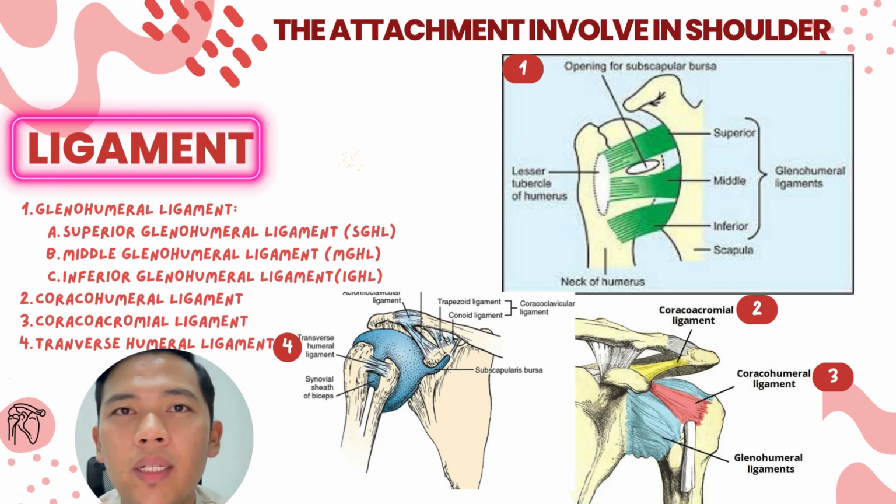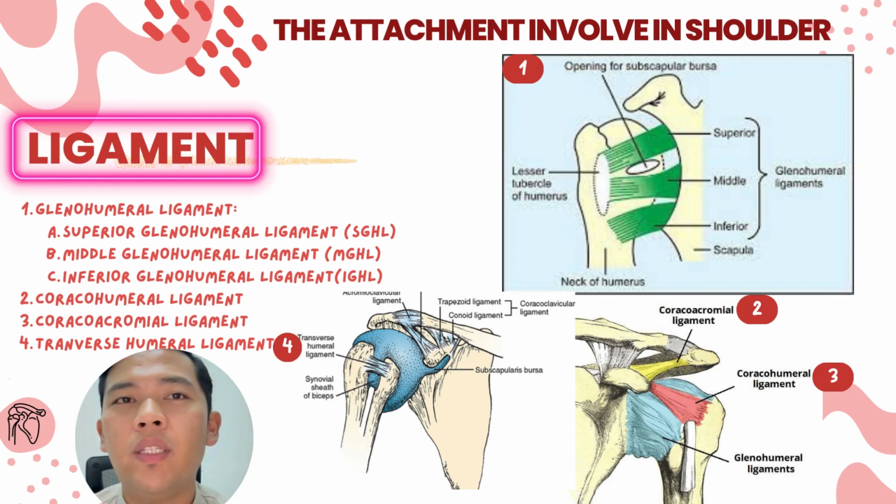The superior glenohumeral ligament limits external rotation and anterior translation of the humerus. The middle glenohumeral ligament restricts external rotation, particularly when the arm is in a 45-degree abducted position.